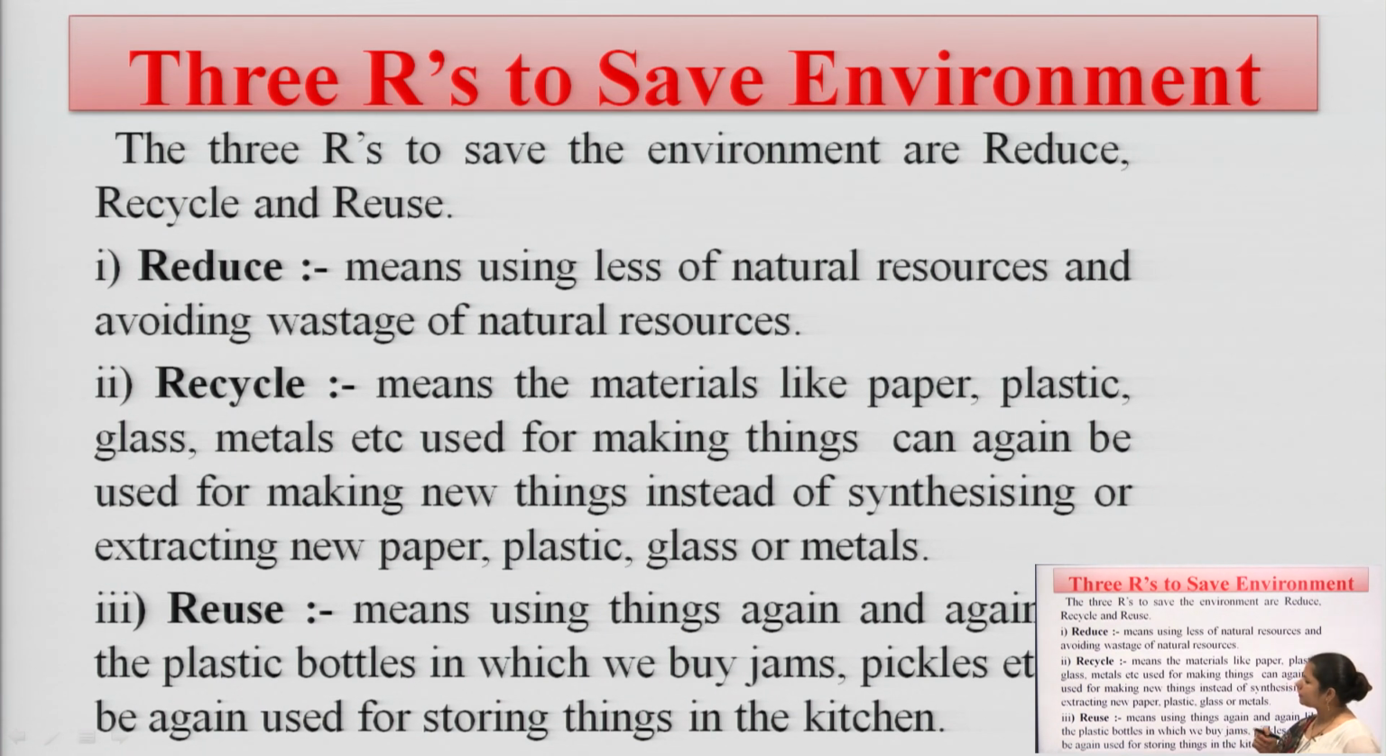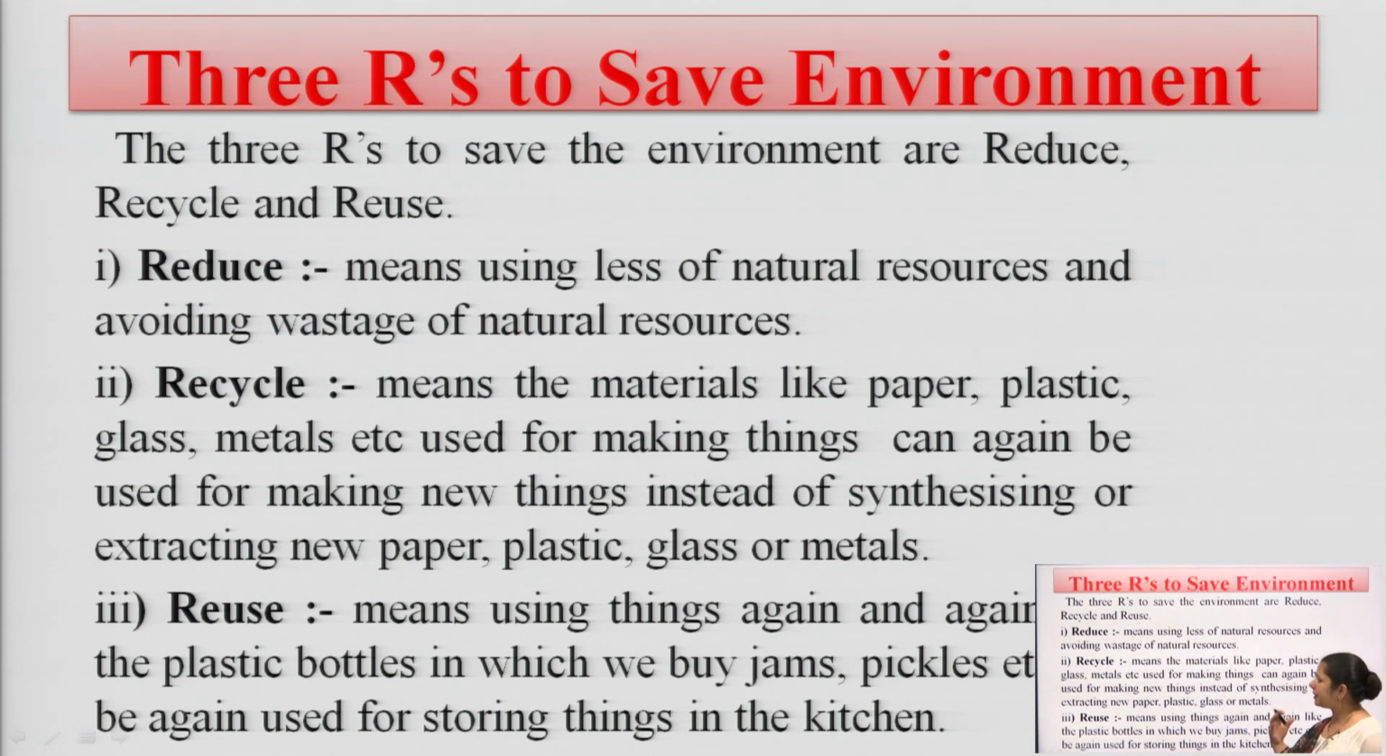Okay. So, first we will discuss in detail one by one. Reduce means using less of natural resource, avoiding wastage of natural resource. Reduce means we have to use less of our natural resource, we have to stop the wastage of our natural resource. This is called the reduce R rule, the first rule of the 3R rules.